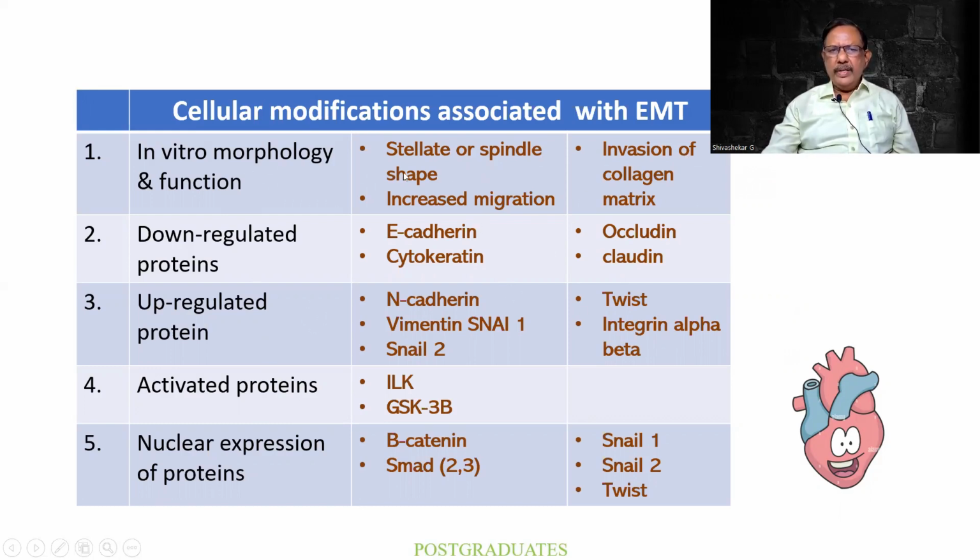So in morphology, the cell becomes stellate or spindle shaped. There can be invasion of the collagen, increased migration, etc. Down-regulated proteins will be E-cadherin, cytokeratin, occludin, claudin. Up-regulated can be N-cadherin, vimentin, SNAI1 and 2, twist. Activated proteins can be interleukins and GSK3B. Nuclear proteins are B-catenin, SMAD2, 3, and SNAIL1, SNAIL2, and twist. So this is what you people can remember. Even if you can mention about 3 or 4, you are an excellent student. But definitely, I think you'll be able to mention almost 50% of it by heart.